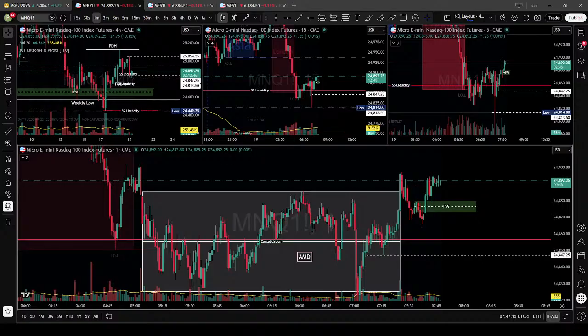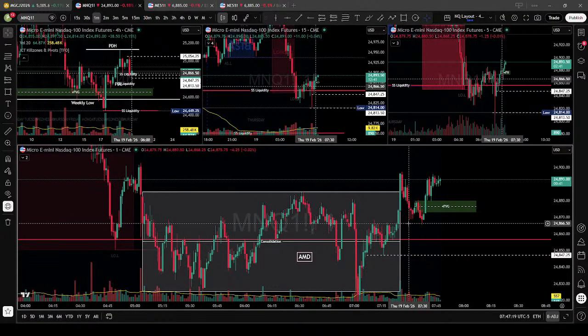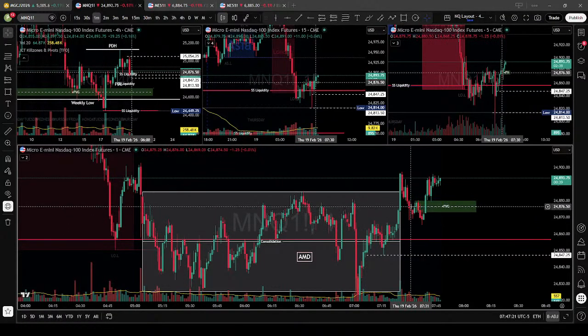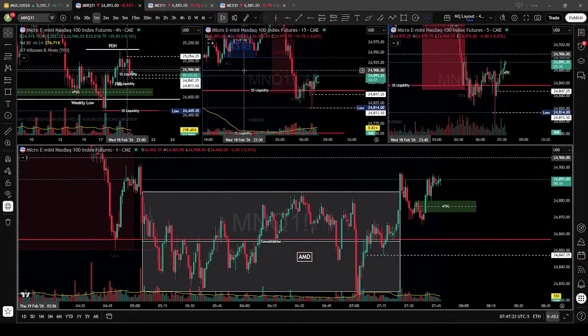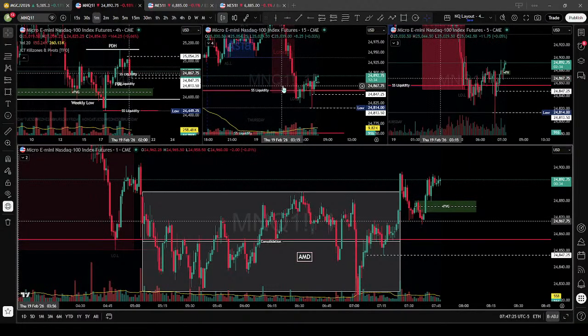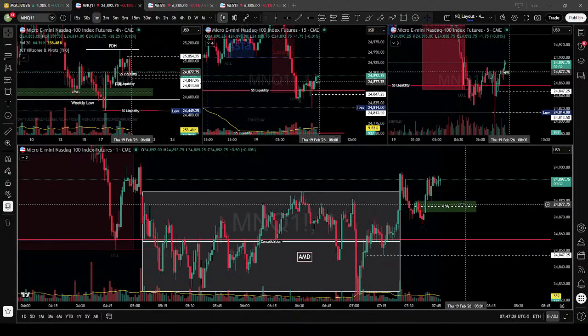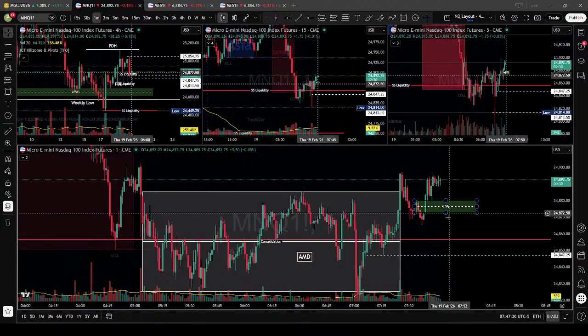So if you want to look for a continuation trade, you want to see the liquidity sweep first, and then either a bullish inverse fair value gap, or inverse fair value gap, or breaker block, order blocks, stuff like that.